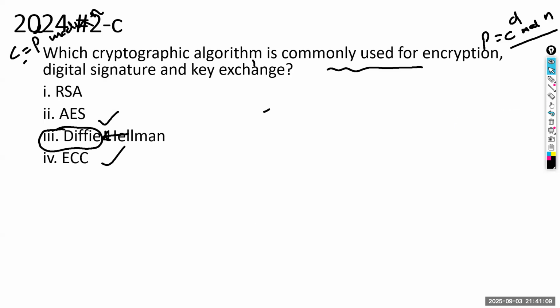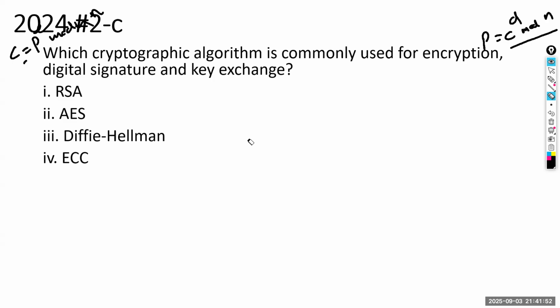Right. So what about the next question? Still we are in 2024. Lot of questions. Okay, lot of questions. Which cryptographic algorithm is commonly used for encryption, digital signature, and key exchange? Right. So which one is used for encryption? Of course, for encryption you can use RSA and ECC, elliptic curve cryptography. Digital signing also you can use both, because we can use both RSA and ECC for both.